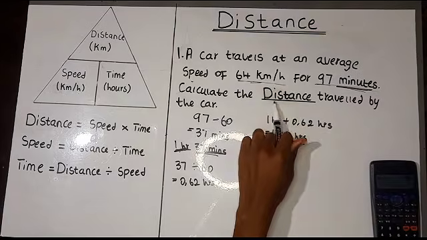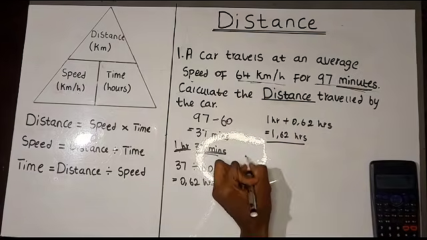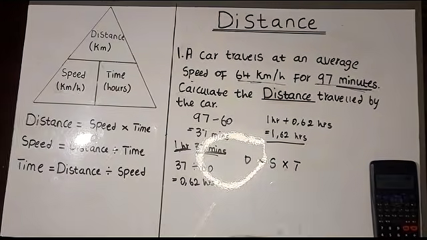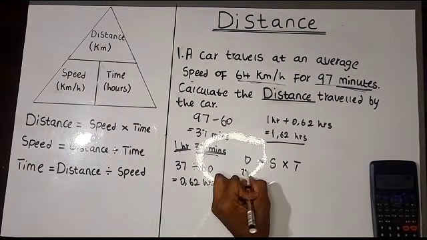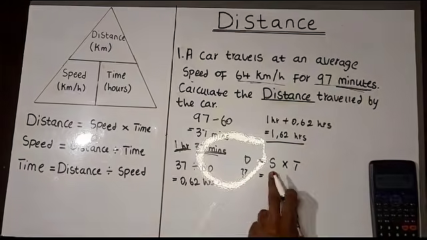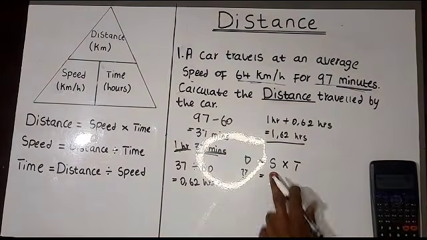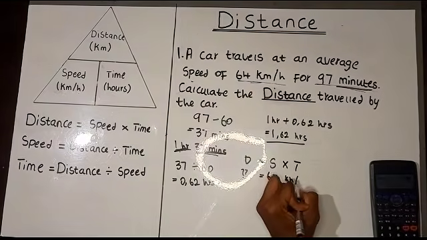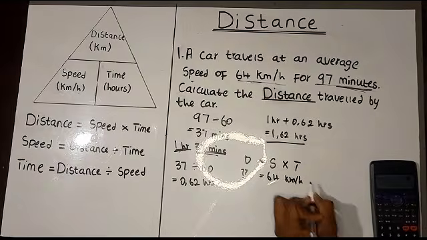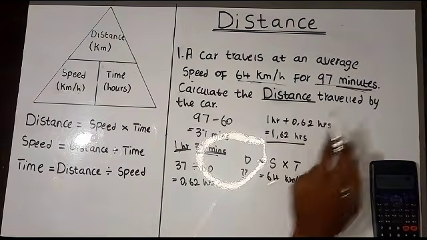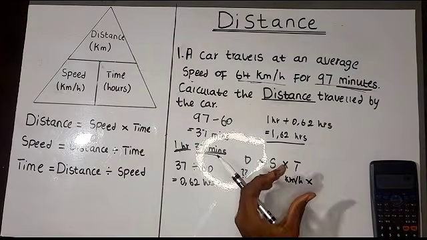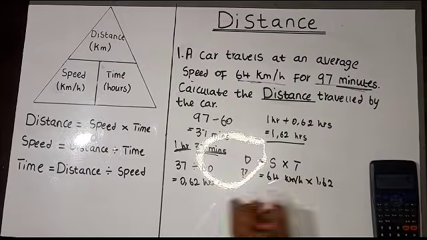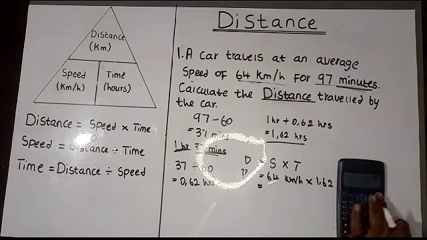So we're calculating the distance. And the formula says distance equals speed multiplied by time, right? What is the speed that we've been given? The speed is 64 kilometers per hour, multiplied by the time which was 97 minutes, and we converted it to hours. It is now 1.62 hours. So we're going to press that quickly on our calculator.